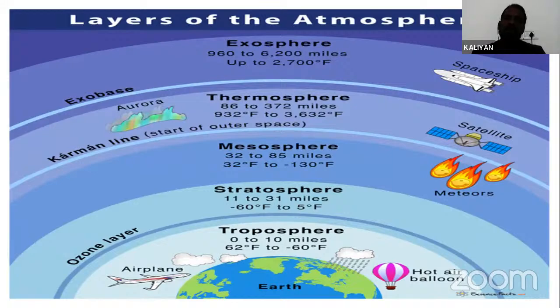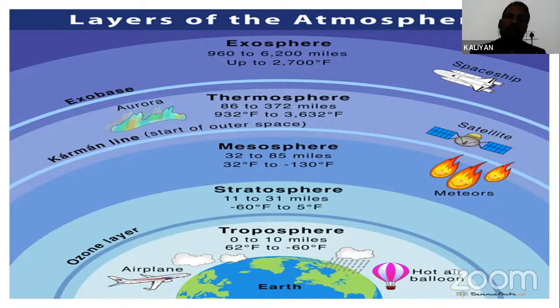And the exosphere is the outer layer of the atmosphere. Its distance is 960 to 6,200 miles, and the temperature goes up to 2,700 Fahrenheit. Satellites are launched in this space. So these are the different types of layers.